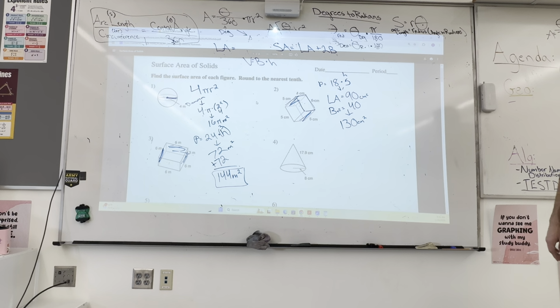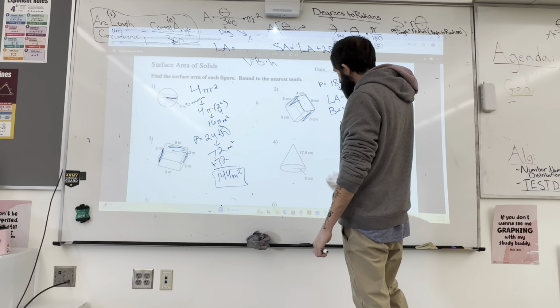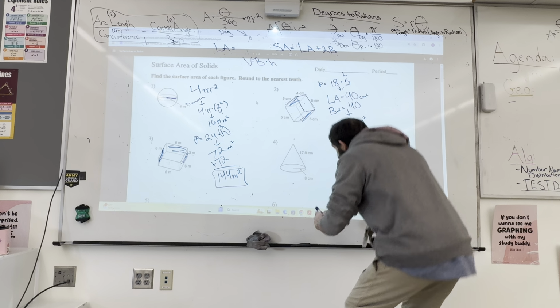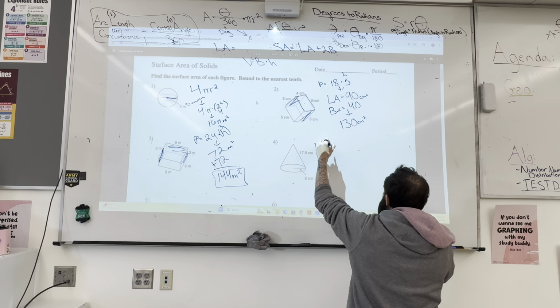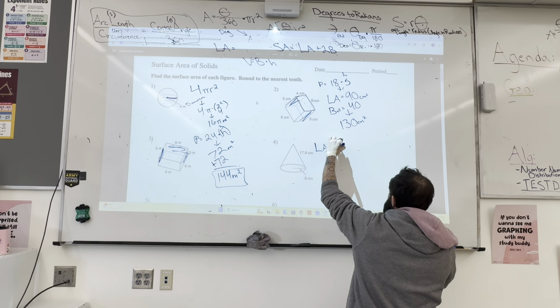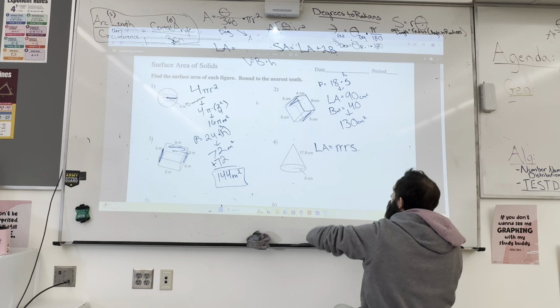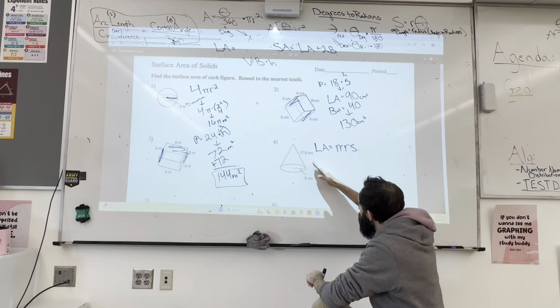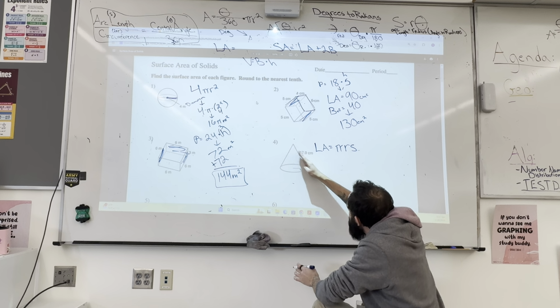Okay, now the cones. I love the cones. Cones are super easy. I think cones are my favorite of the surface areas, because the lateral surface area for the cone is as simple as pi times the radius times the slant height. The slant height is the slanted height. I know, crazy. It's the height of the slant.